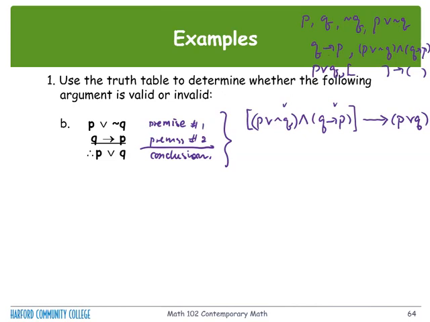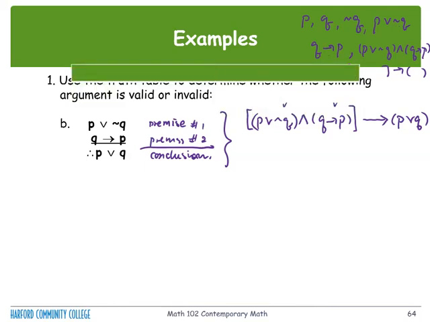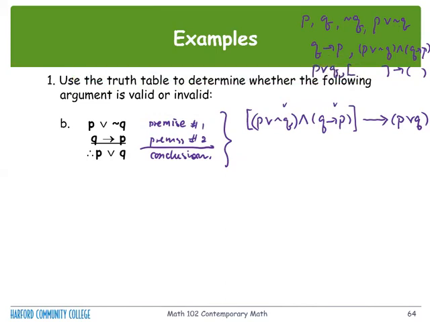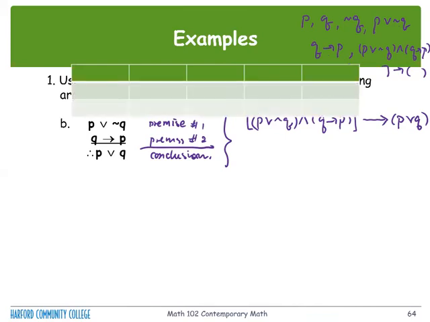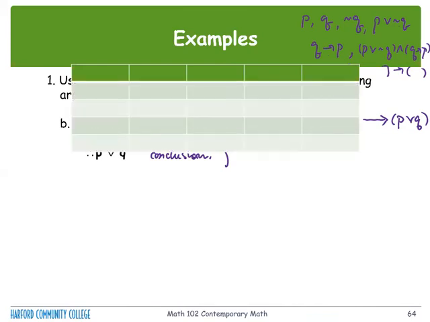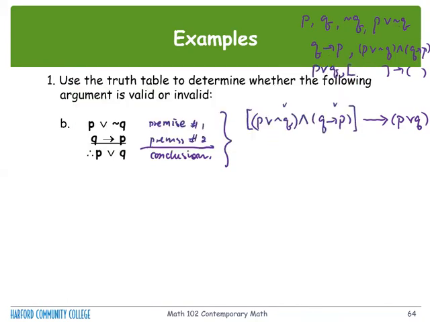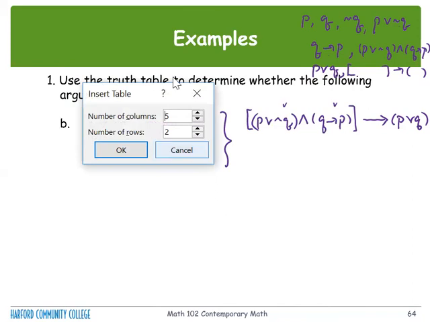Insert table. We should do 8 of them. So 8 columns, and like 5 rows.